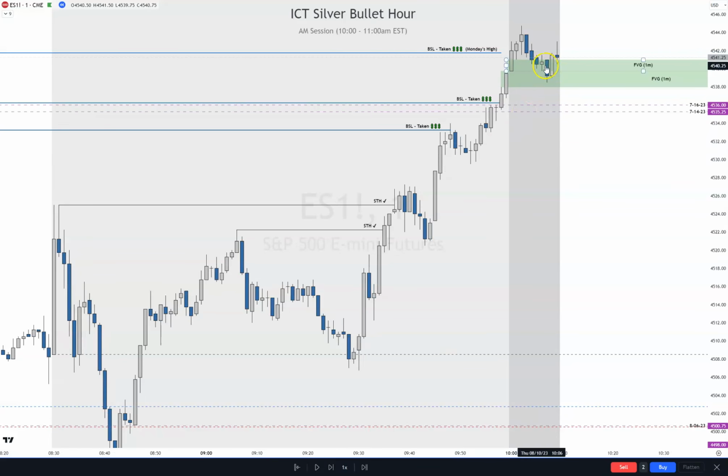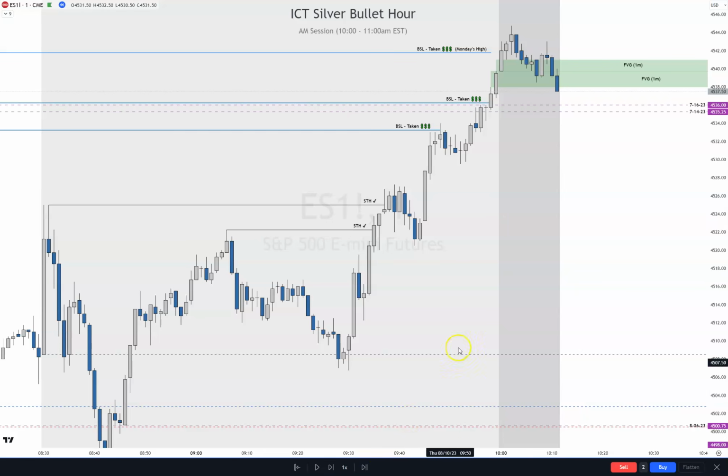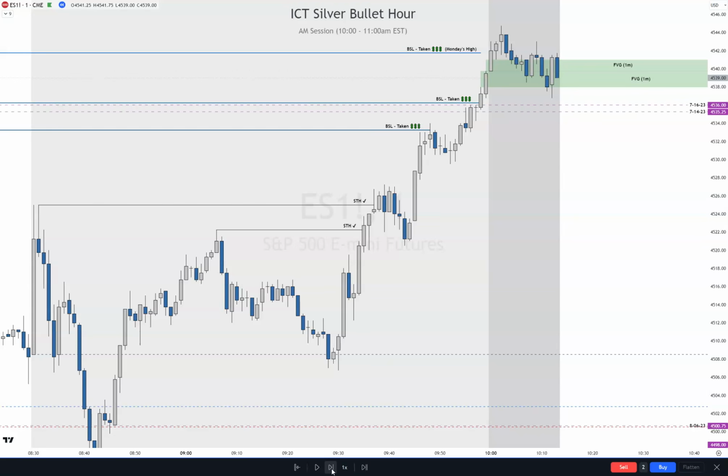For me, if they're going to do a market structure shift, I need this low to be broken. I know we've taken out a lot of buy-side liquidity here, so I'm waiting for a reversal. This would not be a market structure shift for me. I wouldn't be using that. Some people could. That's just not mine.